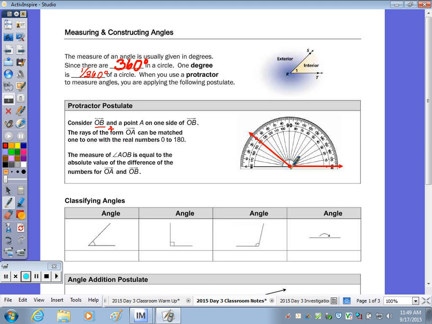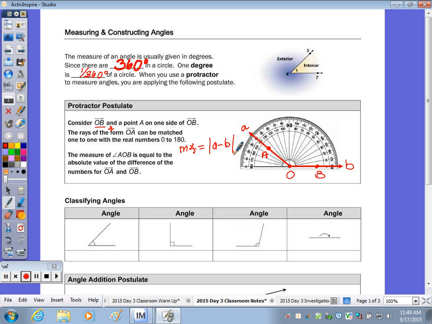AOB, what is the vertex? Go ahead and label. Is it the A? Is it the O? Is it the B? A, O, B. Rachel? O. O. So let's put A here, B here. So this measurement A, this measurement B. The measure of the angle is equal to the absolute value of the difference of those two respective angle measures.